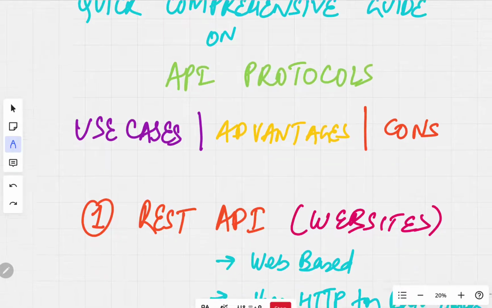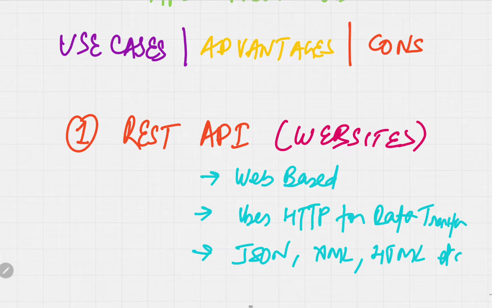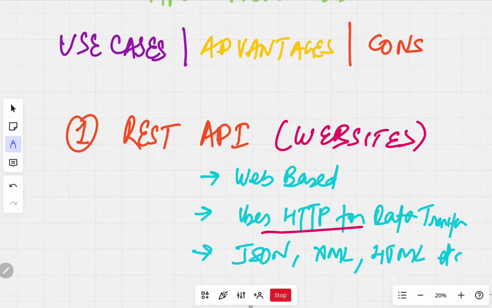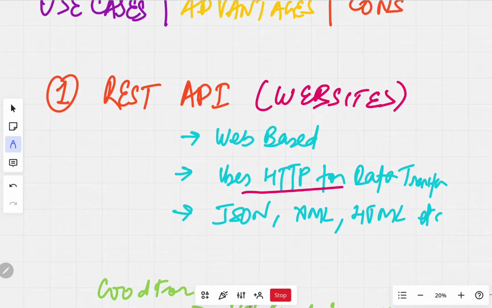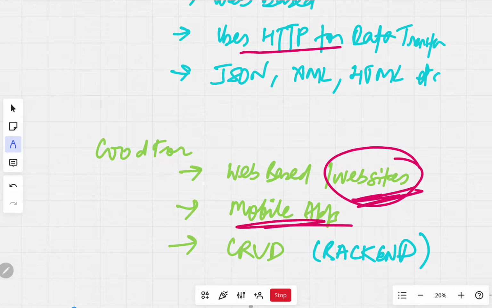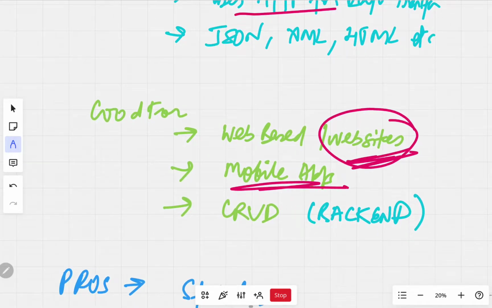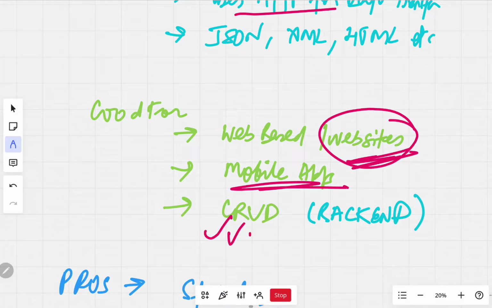So the first one is REST API. Whenever you get the term REST API, think in terms of websites. It is good for websites, highly scalable websites. So it's based on web. It uses HTTP for data transfer and it can have different formats like JSON, XML, HTML. As I said, it's good for web-based application, websites. Just think of websites, even mobile apps. And in terms of websites, it's the backend, the microservices. Create, read, update, delete.